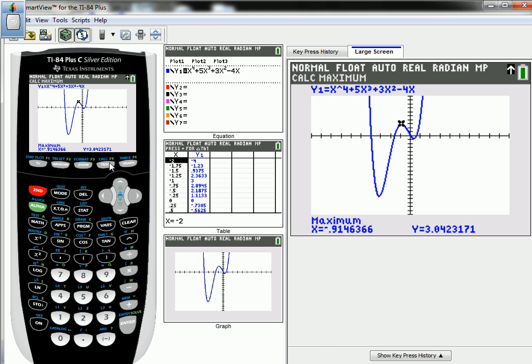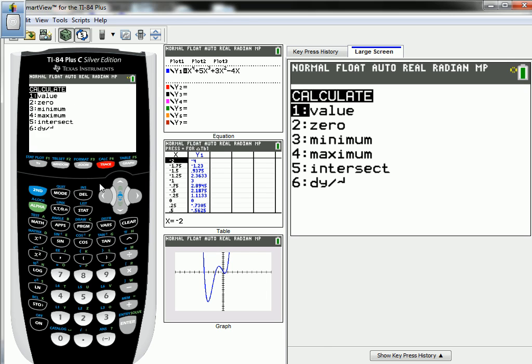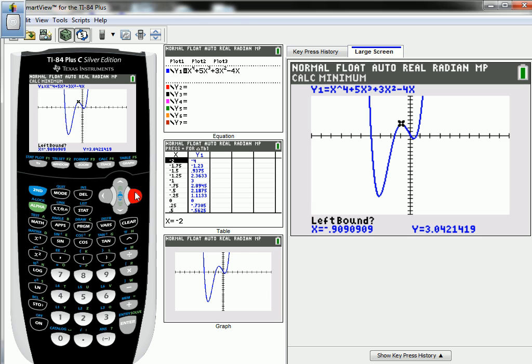So we go back to our calculator now, calculate this min. So we'll do second calc, choice 3. Go move the cursor to where it's just on the left side of the min. We hit enter. Move the cursor over to the right side of the min. Hit enter. And then you hit enter for guess. And this is our final one. This min is this point here.